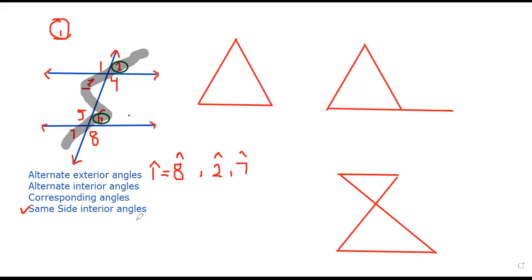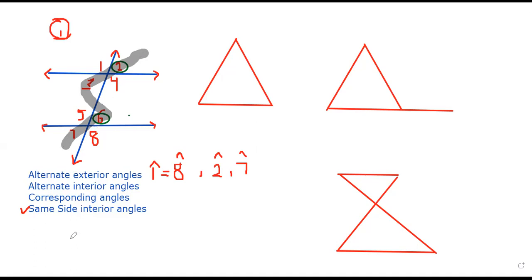Vertical, and then alternate interior, and then vertical. Very good. It could also be corresponding, between 1 and 6, right? And we said all these angles during the journey of the snake should be equal in measure.